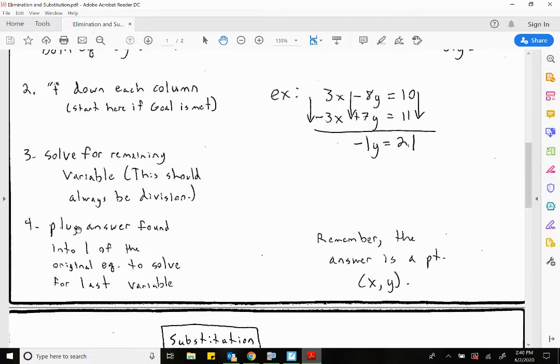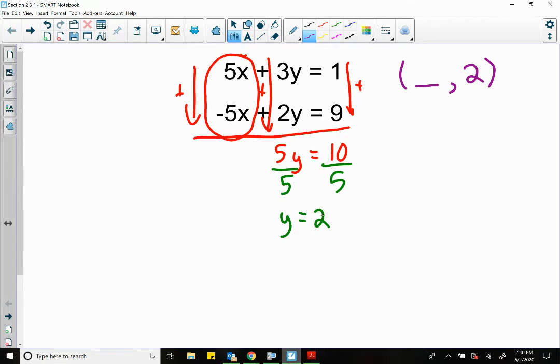So you're going to take that answer that we found from step 3, and we're going to plug it into one of the original equations and solve. Okay? Again, remember I put the little reminder right here. Answer is a point, as I was just saying. So we're going to take this answer of 2, and we're going to plug it back into one of these two. It doesn't matter which one you plug into. Pick one. You're going to get the same answer either way, and I'll show you that here in just a second. So let's say we plugged into the top one.